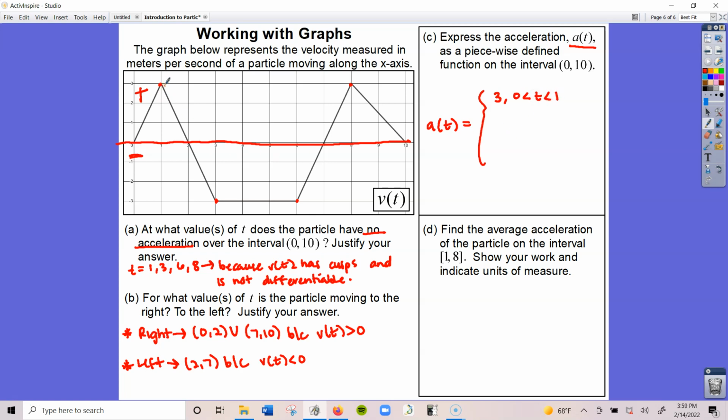Now we go to the second piece. We have this other line. The derivative of this line is again the slope. So I'd have to go down 3, right 1, or you can do down 6, right 2, which would still give you negative 3. And the interval would be from t is equal to 1 to t is equal to 3.